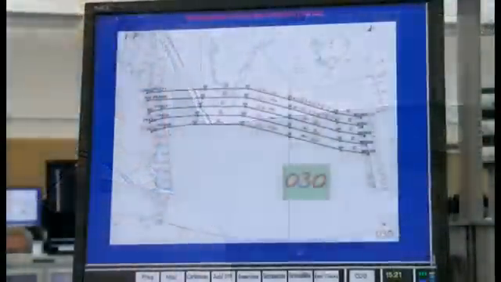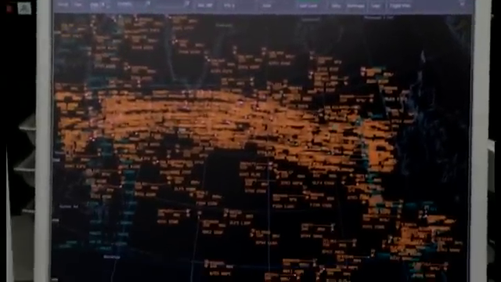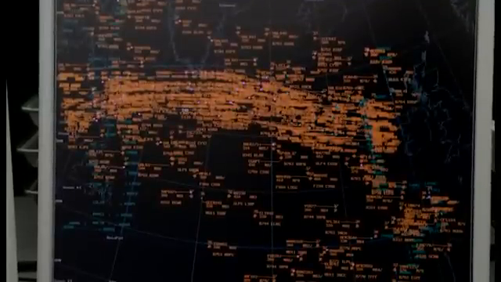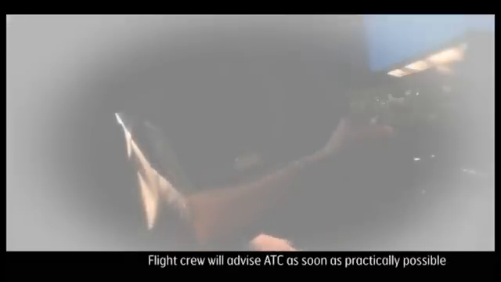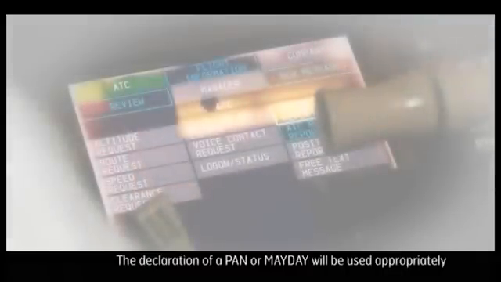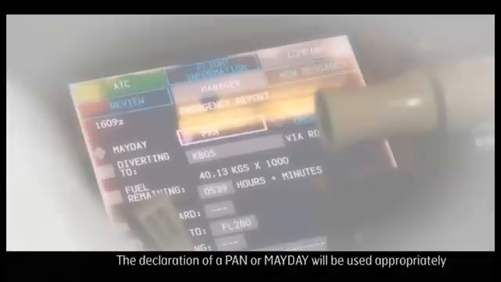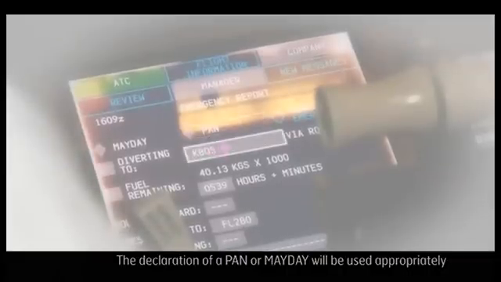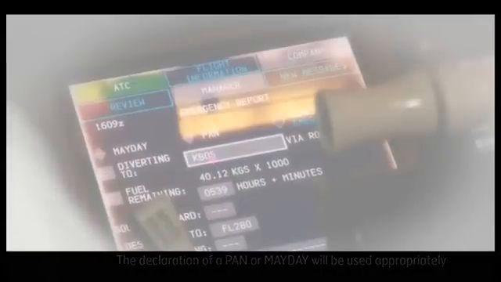When reacting to contingencies and emergencies, Shanwick will use established practices based on certain expectations of flight deck procedure. Such expectations will include that the flight crew will advise ATC as soon as practically possible of the contingency or emergency scenario. The declaration of a PAN or Mayday will be used appropriately. Declaring a PAN or Mayday as early as possible will improve Shanwick's handling of the situation and will negate the need for controllers having to ask pilots whether they're declaring an emergency.